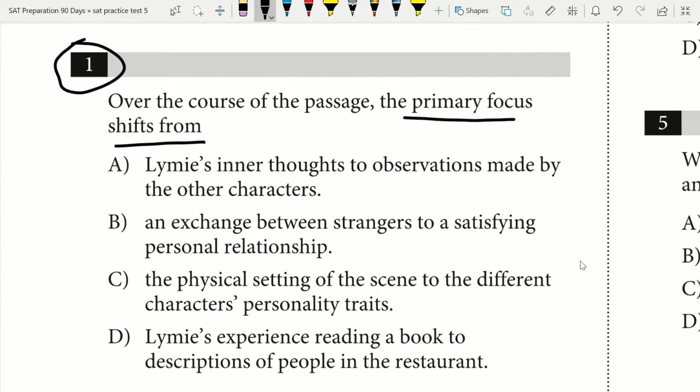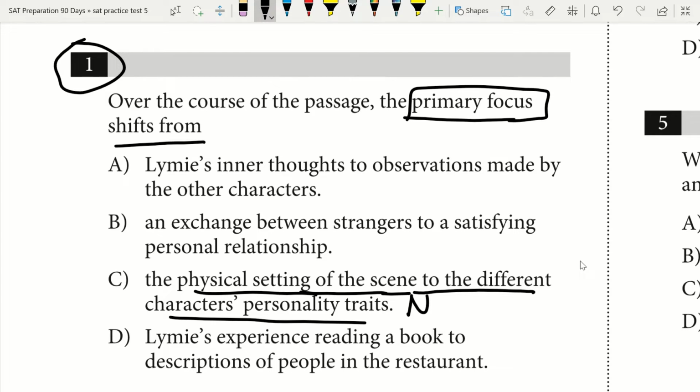A lot of times you'll get caught up in something that's too narrow. For example, answer choice C in this case is too narrow. It talks about the physical setting of the scene, shifting to the different characters' personality traits, but the physical setting of the scene is never the primary focus. Okay, so in the beginning, the primary focus is not the physical setting of the scene.